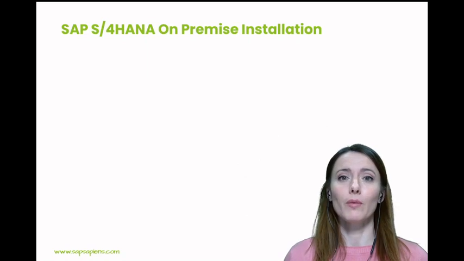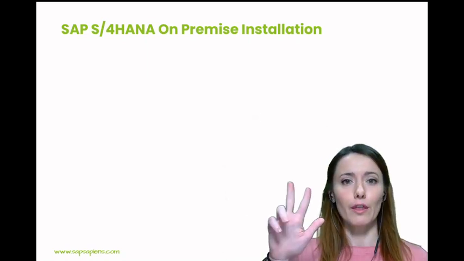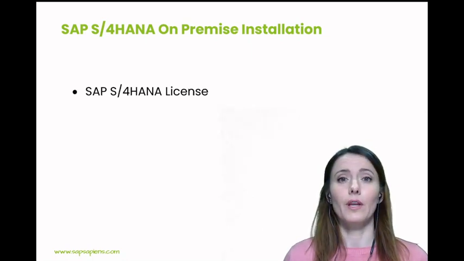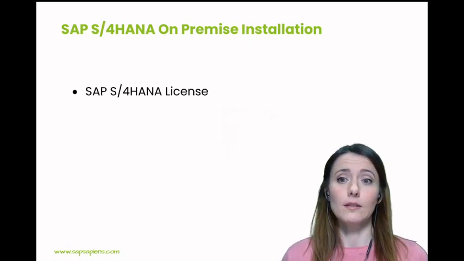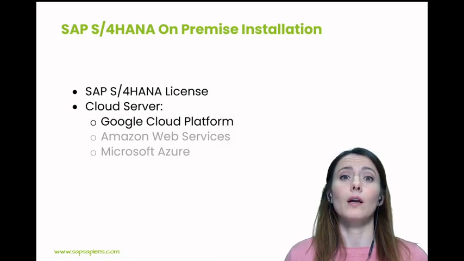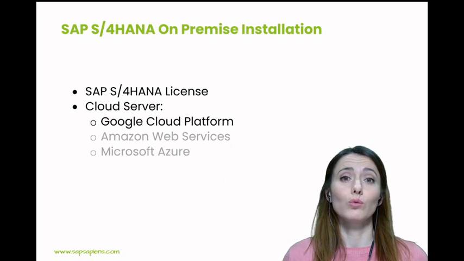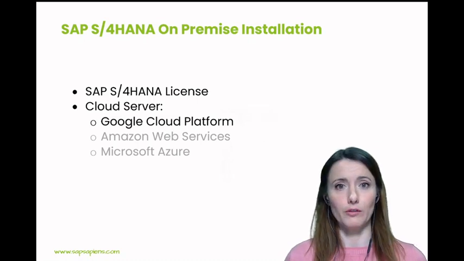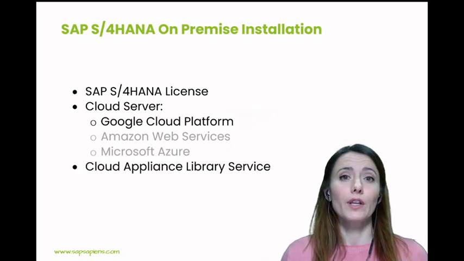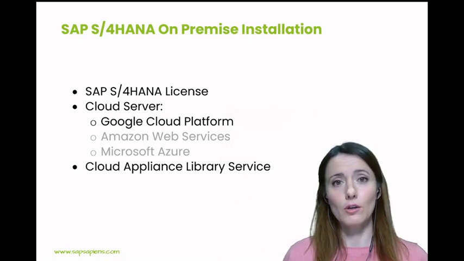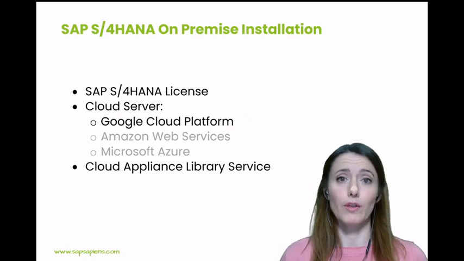If you remember from the previous video, we need three things to get an on-premise installation of S4HANA. The first thing we need is the S4HANA license. Once we have the license, we will need a cloud server where to do the installation. In this video, I will show you how to do it in Google Cloud Platform. And finally, we need the Cloud Appliance Library service to do the automatic installation in the cloud server of the S4HANA product. Let's start now creating an account in Google Cloud Platform.